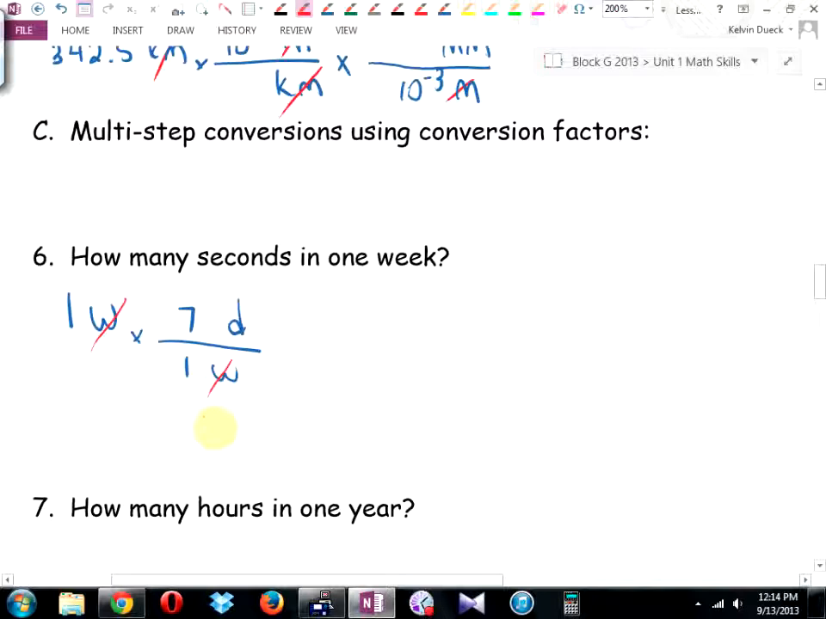Do you know how many seconds in 1 day? I don't. What can I break days into that I do have memorized because I've grown up here in North America? Sure. Use knowledge that you have. Where's the days going to go in the next fraction, on the top or on the bottom? Bottom. And hours on the top. What is the conversion factor? How many hours is how many days?